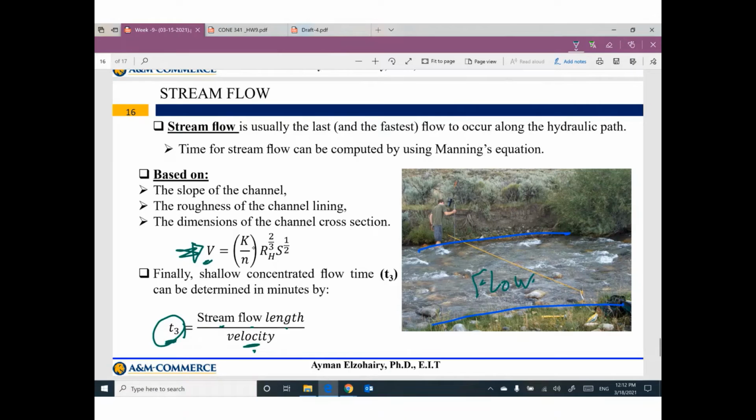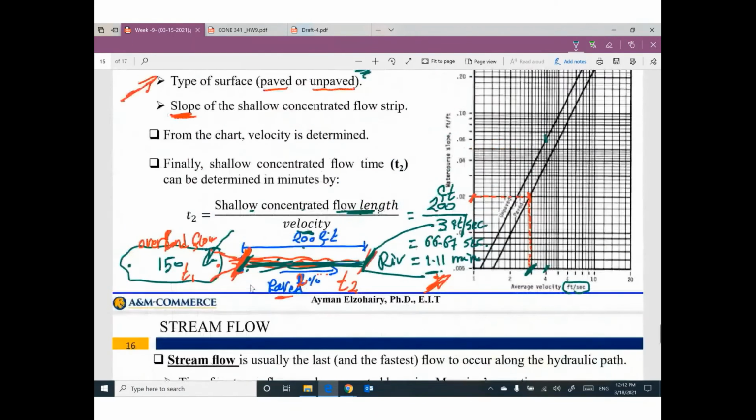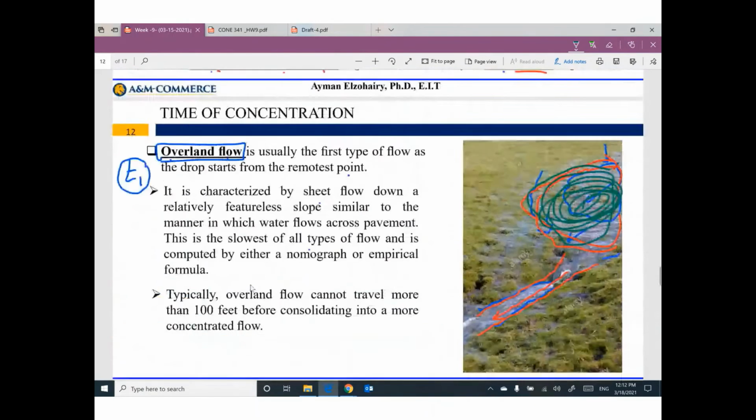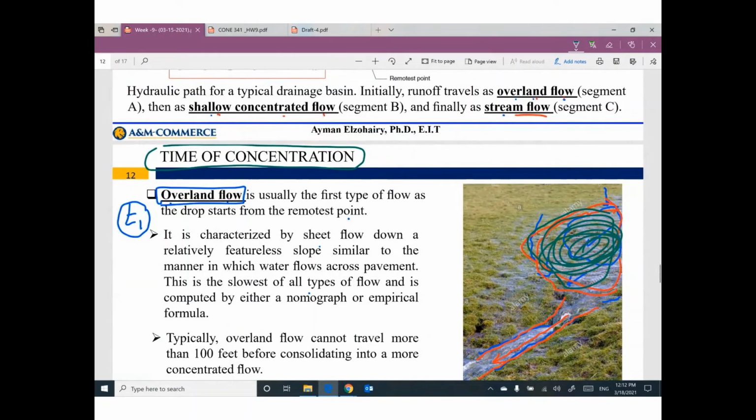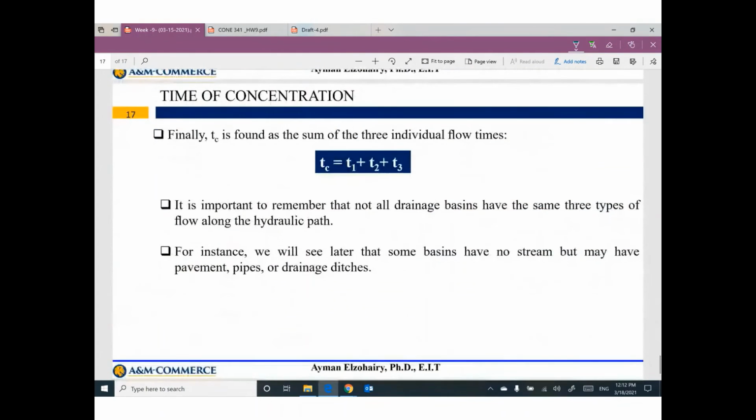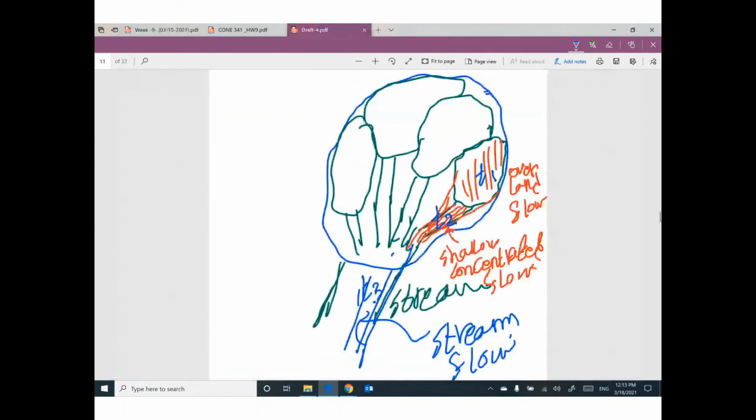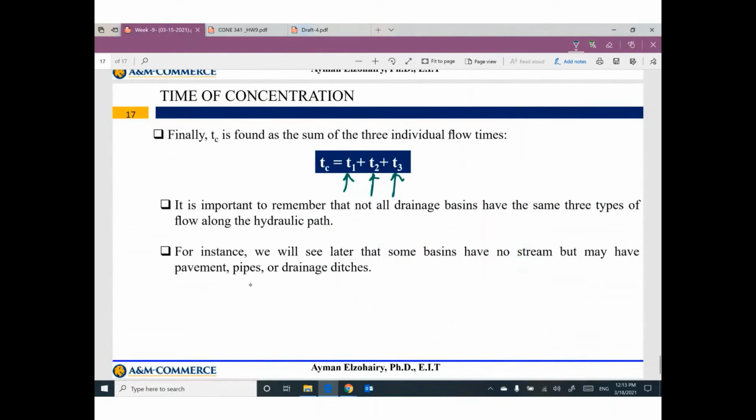Once you get the velocity, what is the length of the stream? Divide by velocity, I can figure out the time T3. Okay, we have right now T3, T1, and T2. We are looking for the time of concentration. The time of concentration finally will be T1 plus T2 plus T3, because the first objective we need to figure out is, if you have a drop of water here, and this drop of water would like to reach the analysis point, which is on the stream. So Tc, the time of concentration, equals T1 plus T2 plus T3.